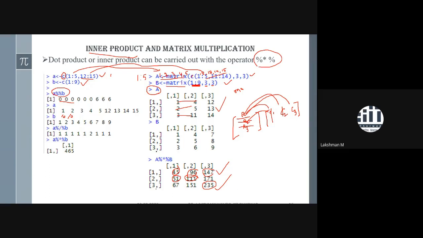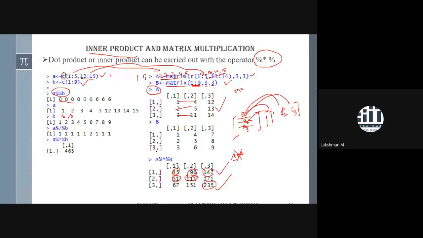So that is the idea. You have to understand how these things are happening. Never do this for matrix multiplication, never do this kind of thing, A asterisk B. It will give a wrong result. It will give just element-wise multiplication of the matrices. So never do this.